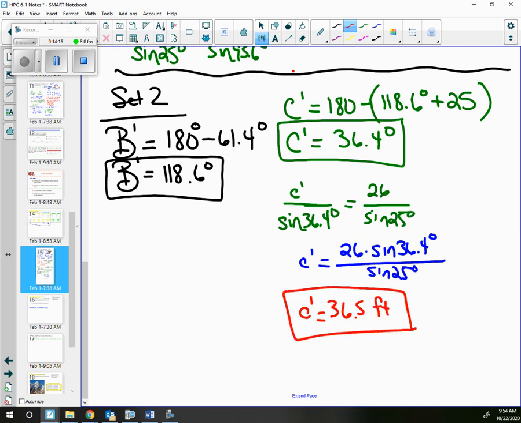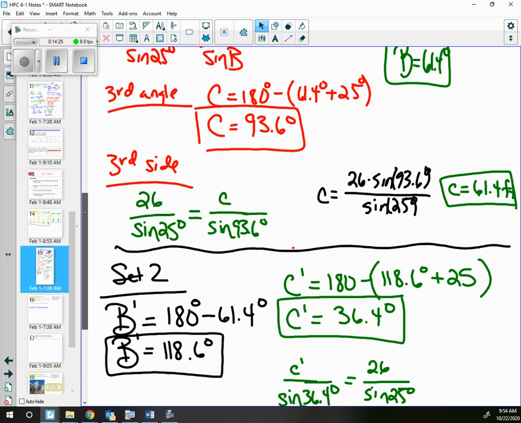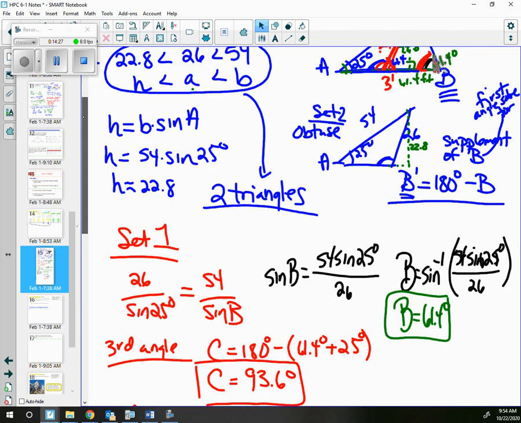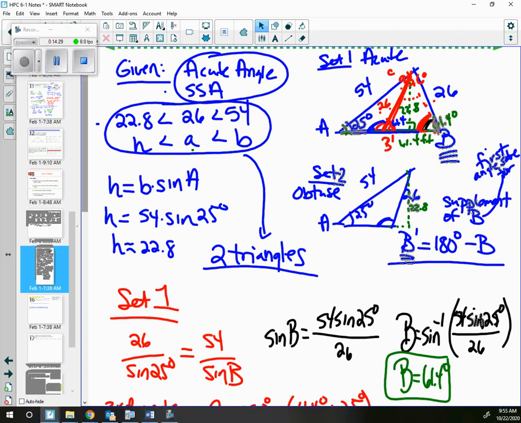So our second set of answers come from the supplement of that first angle that we solve for, because again, we swing that side over and instead of having an acute triangle, we have an obtuse one, and that's what was happening in that first picture. So that's where that second set came from.